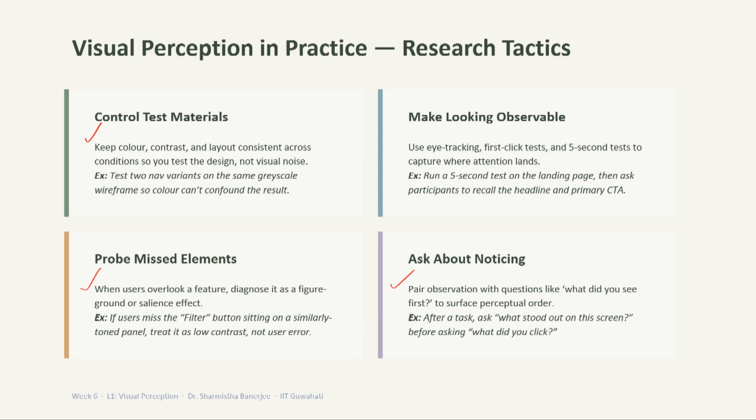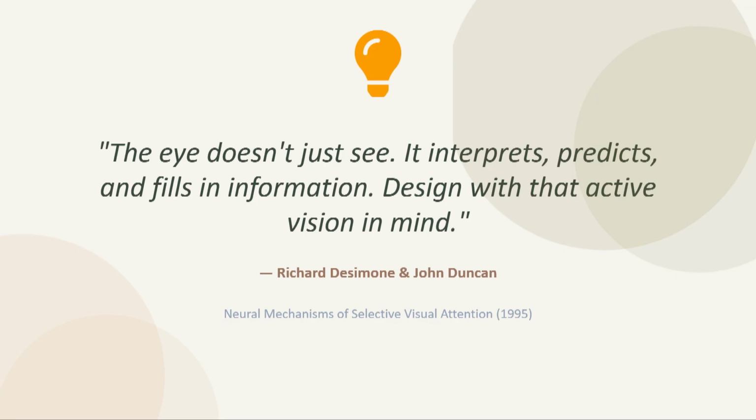So ask these questions and it becomes clearer whether what was in your mind when you were designing that particular feature is in alignment with what your user is saying. You can also ask them whether it was confusing, whether they were trying to look for the usual login button, because here you just removed the text login. So the eyes don't just see, they interpret, they predict and fill in the information. Design with that active vision in your mind.